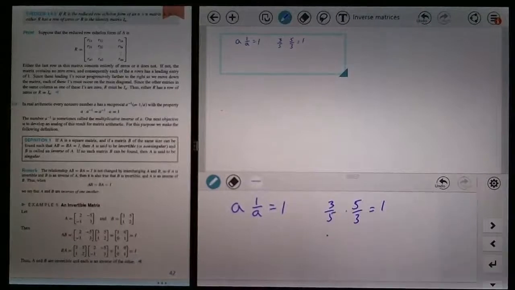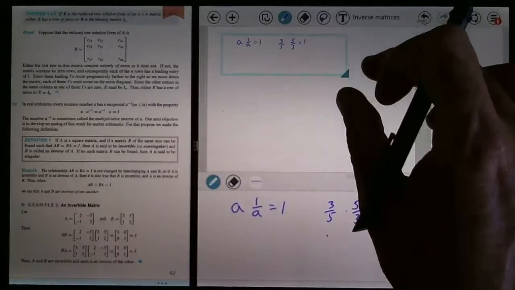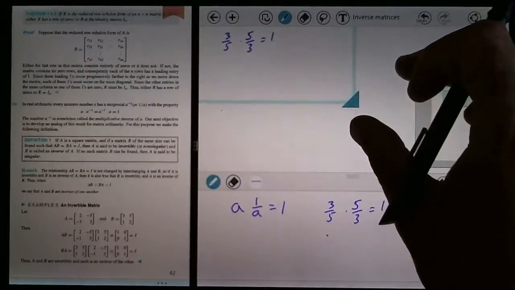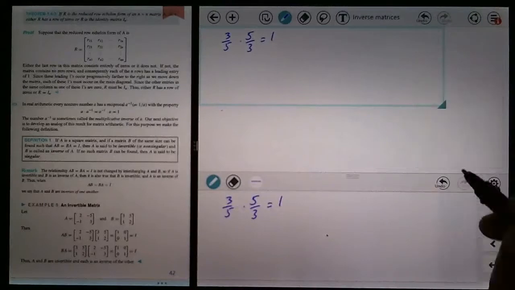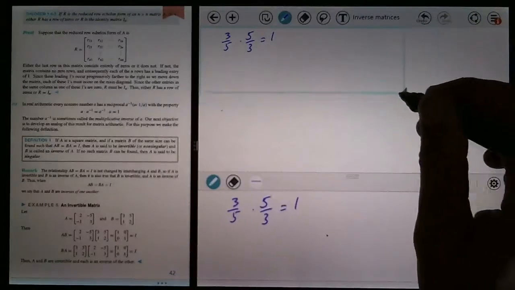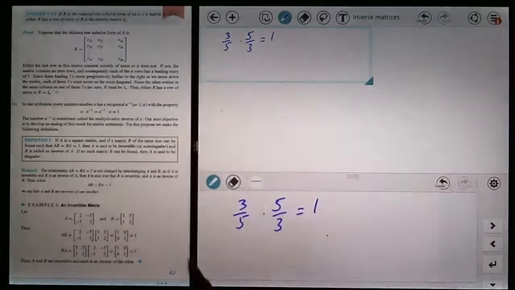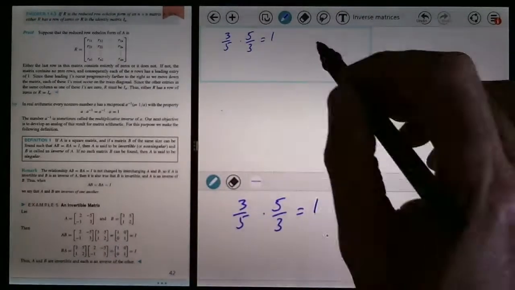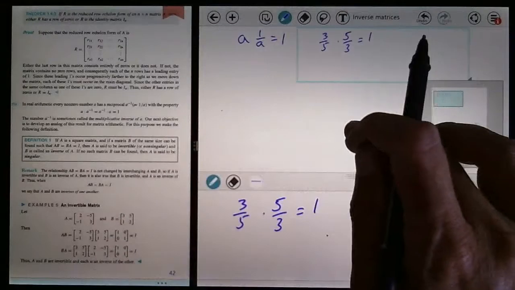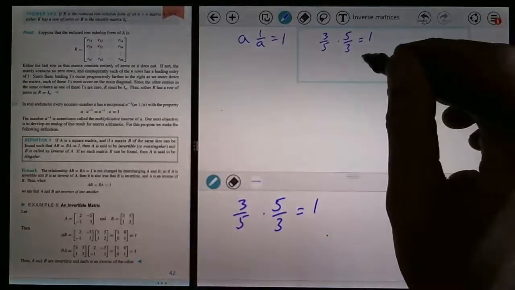These two numbers, 3/5 and 5/3, are multiplicative inverses of each other. And why am I writing so small here? Let's make this a little bigger. So we've got that notion for real numbers. Let's do a similar thing for matrices.